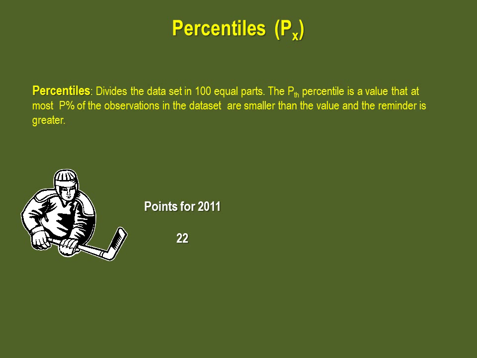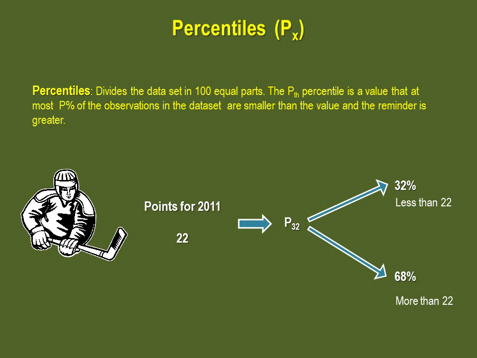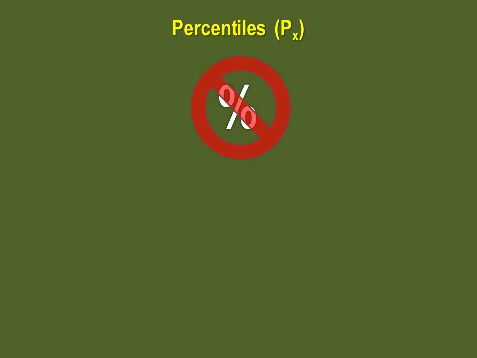For example, if an NHL hockey player point score is 22, and that is the 32nd percentile of all point scores in the league, this means that 32% of the point scores in the league are lower than 22, and 68% of point scores in the league are more than 22. But be careful, because percentiles are not the same as percentages.